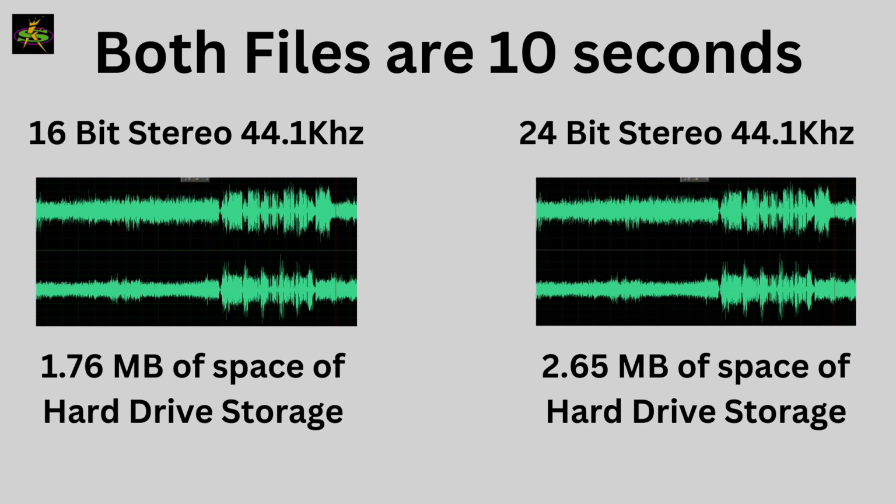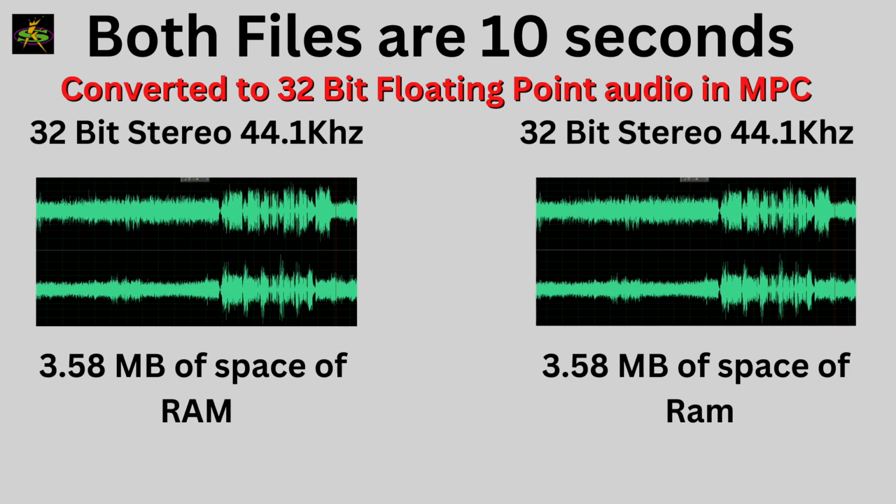Now, when you store these files on your disk, the 24-bit version will take up 2.65 megabytes of space, right? The 16-bit version will take up 1.76 megabytes of space. But when you load these 2 files into your MPC memory, they both convert to 32-bit floating point audio. At this point, both files are identical and will each take up the same amount of system RAM, which will be about 3.58 megabytes of RAM.